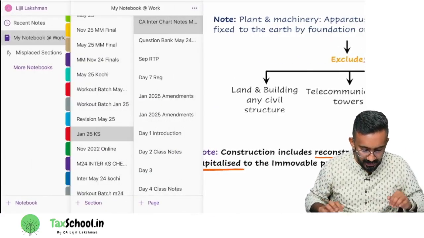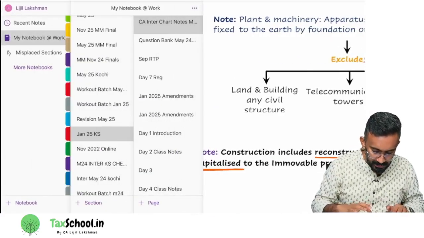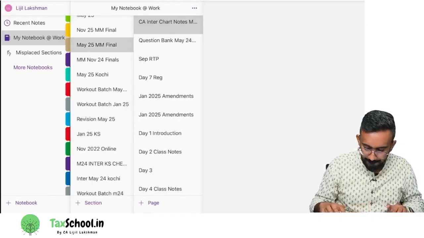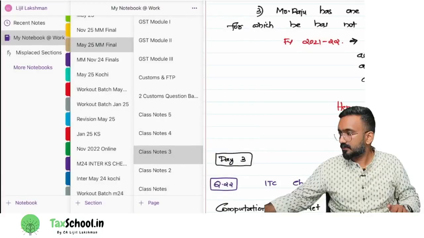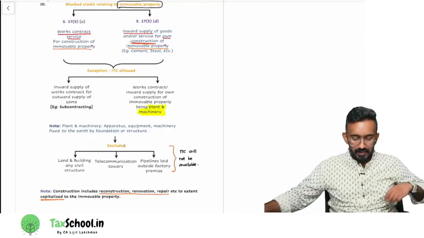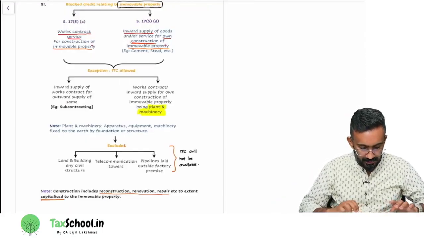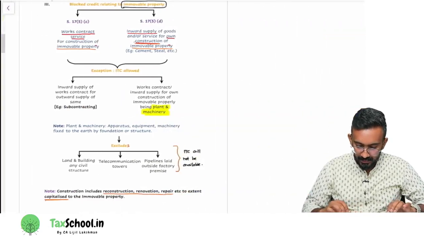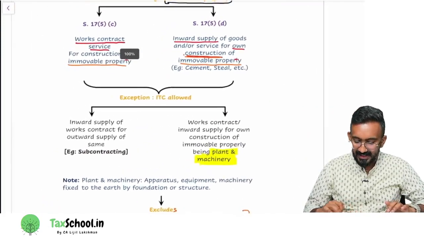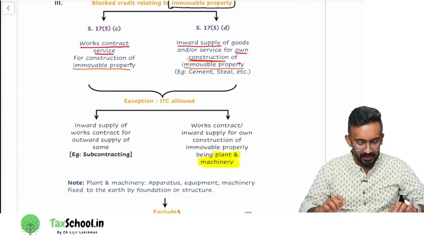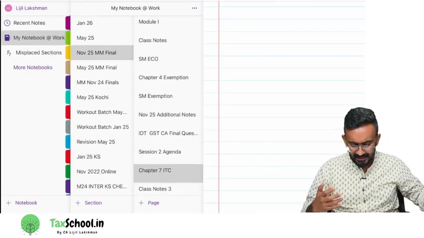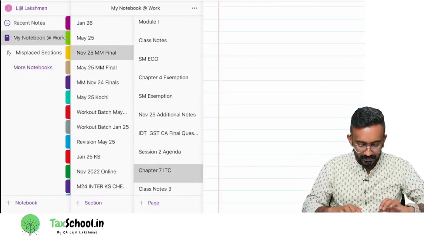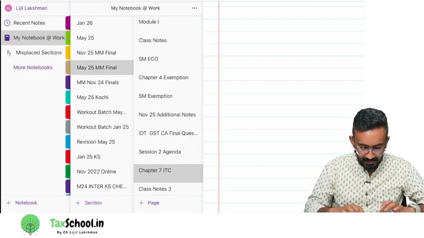There is a clarificatory circular on top of it. Let me teach you that clarification. So I was talking about 17(5)(c) and (d). There is one clarificatory circular that we have. I'll just look at that also, because clarificatory circulars are the ones that are most likely tested in the exam. So we should ensure that we have an idea on that clarificatory circular.